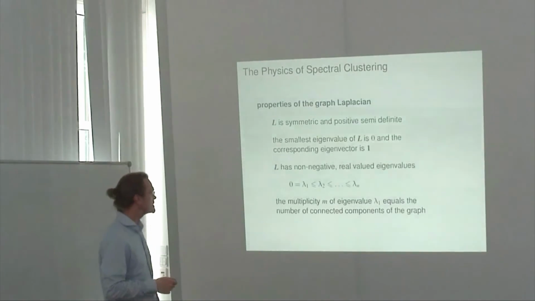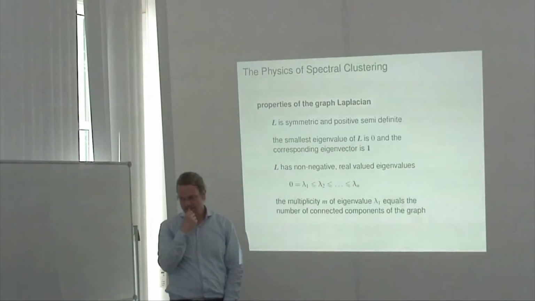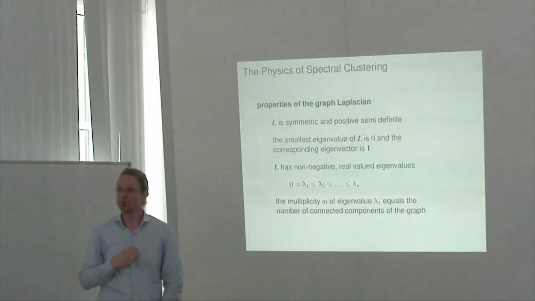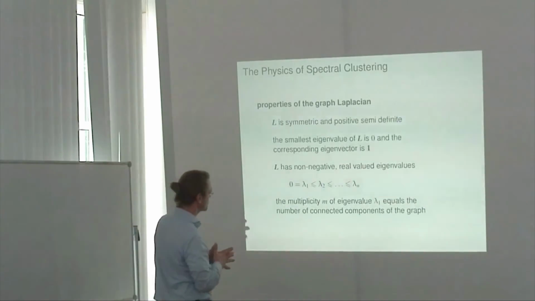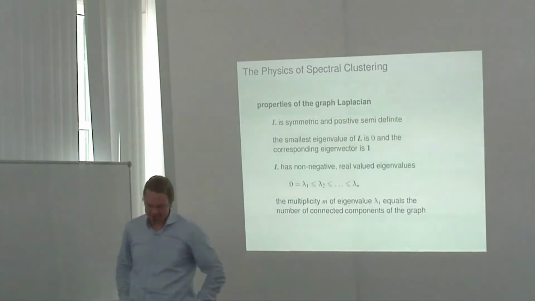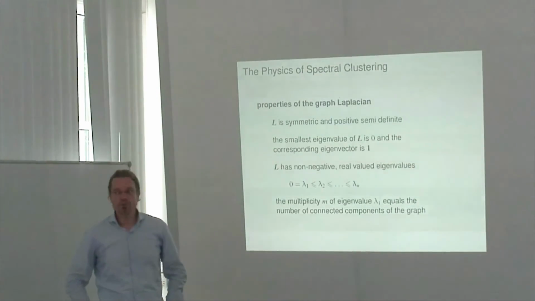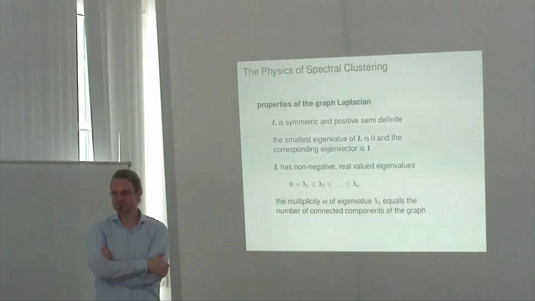If it is not connected, there will be at least 2 zeros. And if it consists of 3 not connected components, then there will be 3 zeros. And if there are 4 not connected components, there are 4 zeros. That is to say, the multiplicity of the eigenvalue of a value of 0 indicates the number of independent or not connected components in that graph.